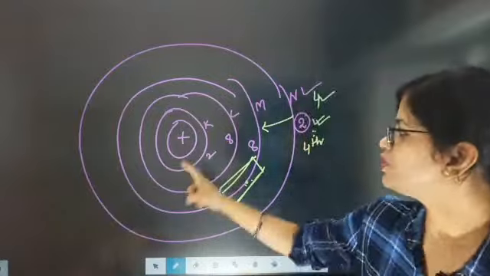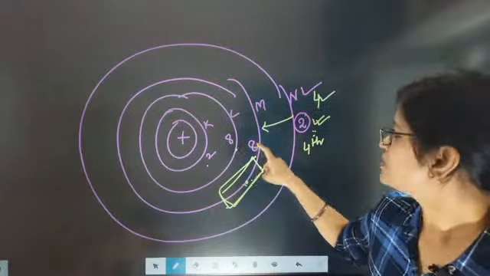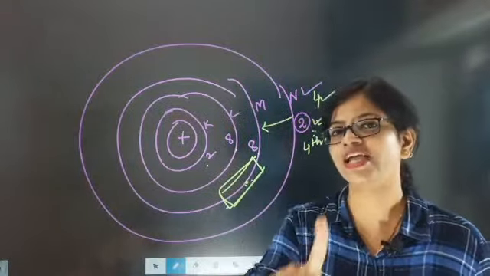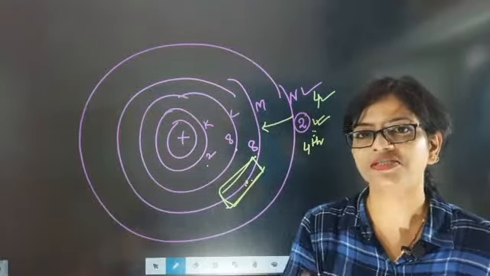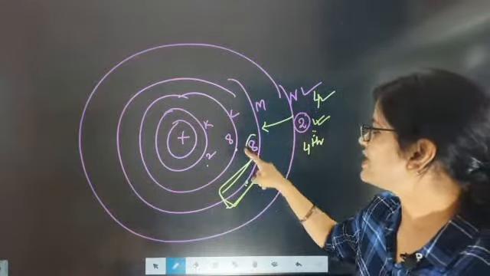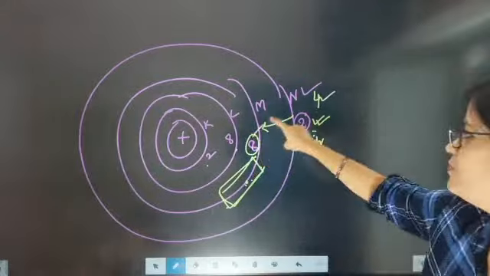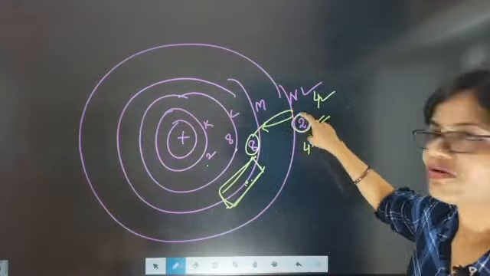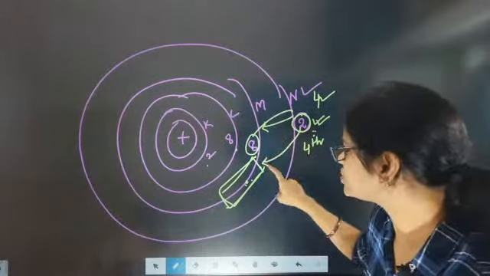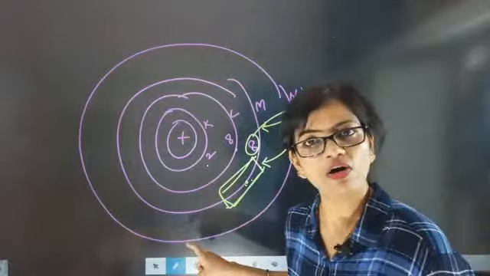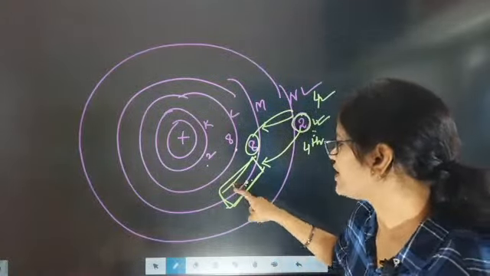So first orbit 2, second orbit 8, third orbit total capacity was 18. So first 8 electrons got filled, then we jumped to the N shell and filled 2 electrons, and again jumped to the third orbit, and there filled 10 electrons.